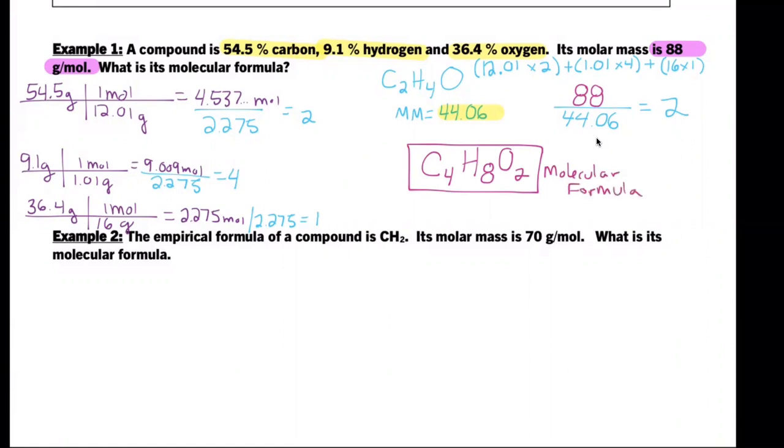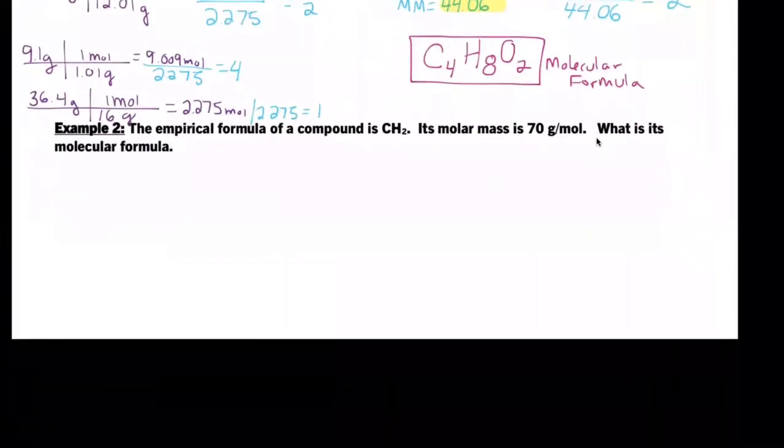Once you know your empirical formula, it's not a whole lot of extra steps. So we'll try one more before I have you try some. The empirical formula of a compound, CH2, has a molar mass of 70 for the molecular formula. In this case, it already gave us the empirical formula, CH2. So I don't need to do all of the steps I had to do in the last one, where I convert to moles and divide, because I already know the empirical formula. So I can skip right to step 2, which is finding the molar mass.